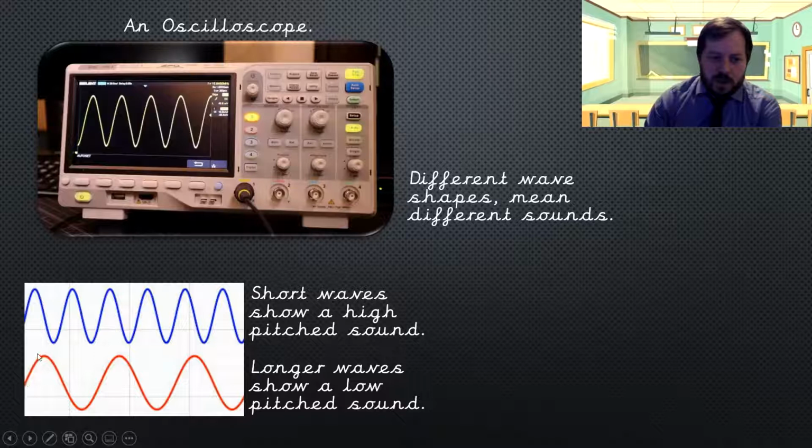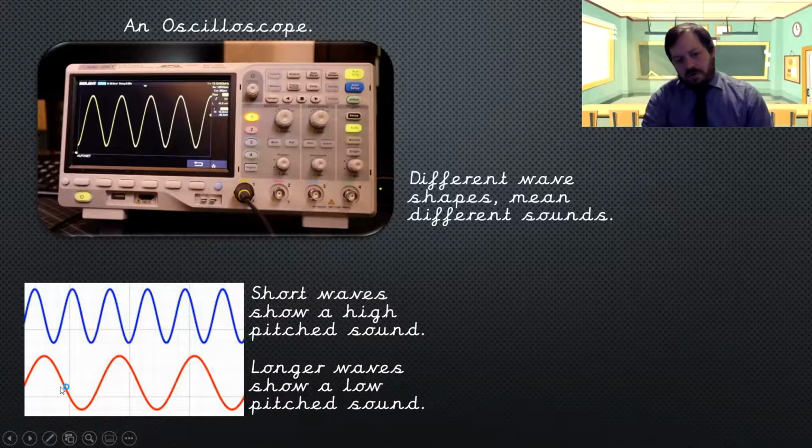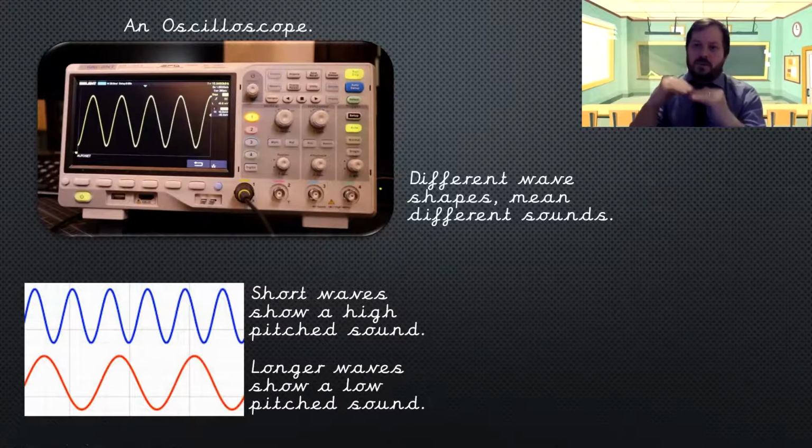So this one wave would be all of that all the way to there, whereas the one wave here is just to that, and it's almost half the distance, almost just the peak. Look, so a long wave shows a low pitch sound. This is how we get high pitch sounds and low pitch sounds.